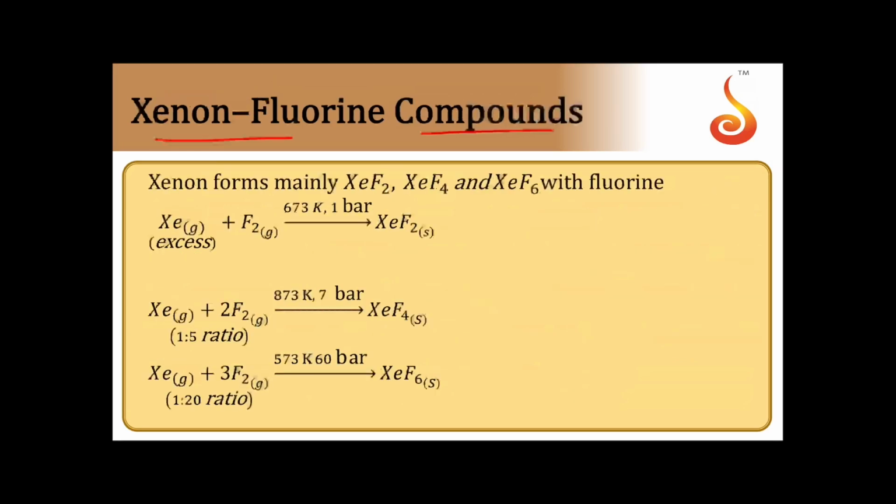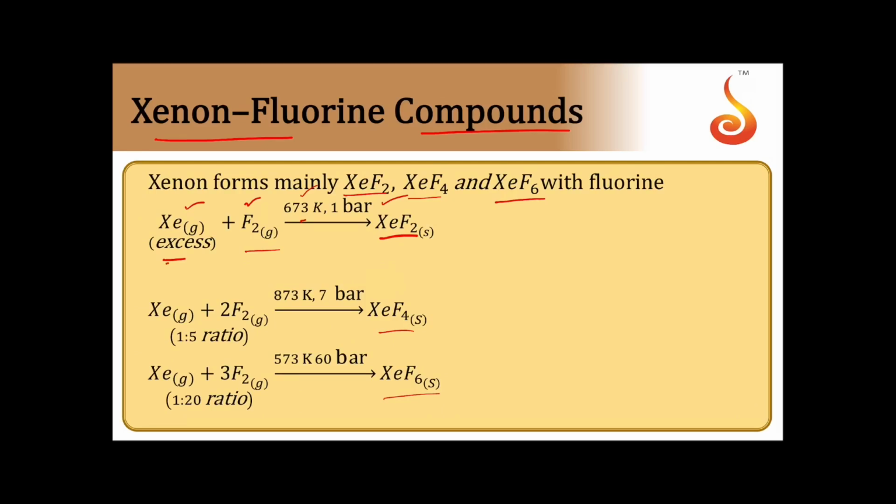Then the xenon fluorine compounds, that is xenon fluorides: XeF2, XeF4, XeF6. All these are prepared directly from the elements themselves, xenon and fluorine. But the fluoride formed depends upon three factors: the ratio of the elements used, temperature, and pressure.